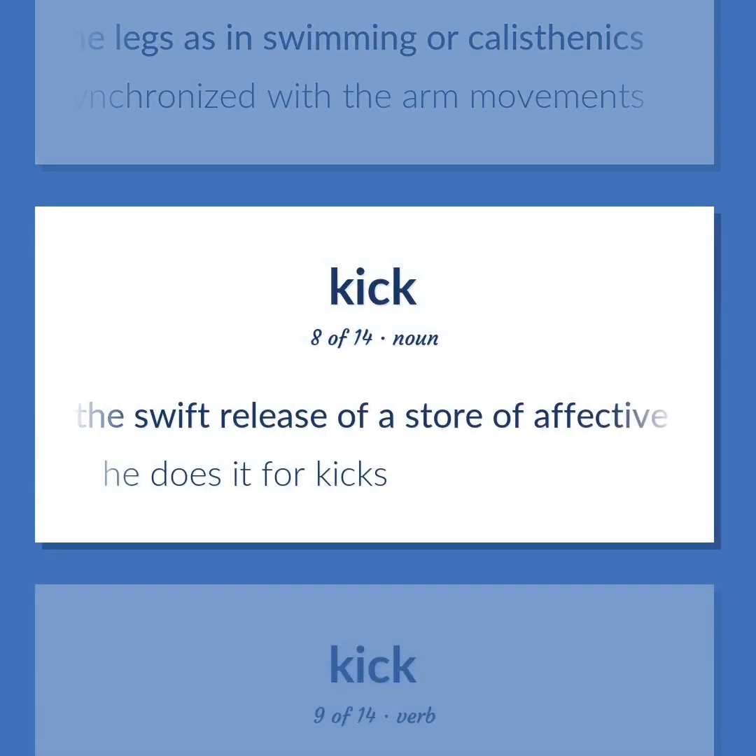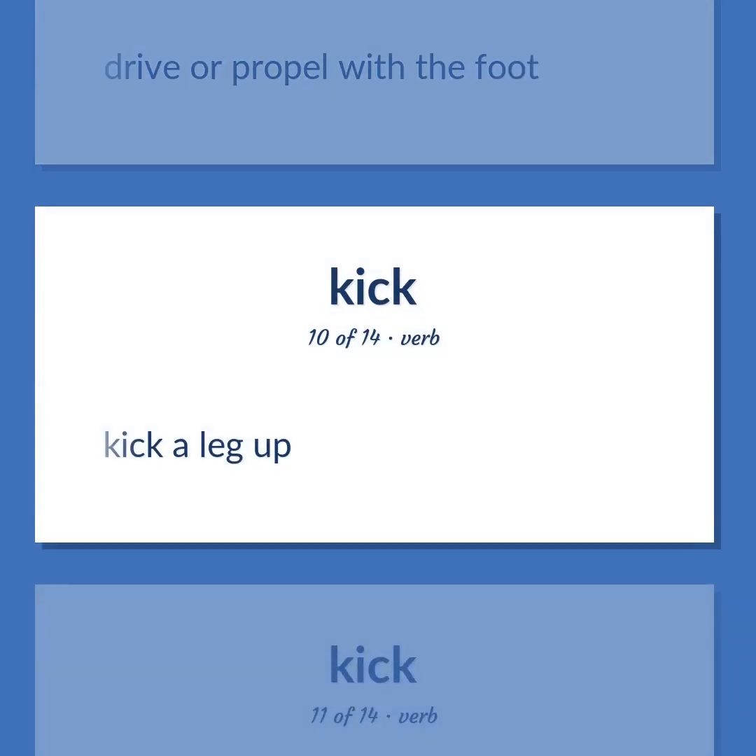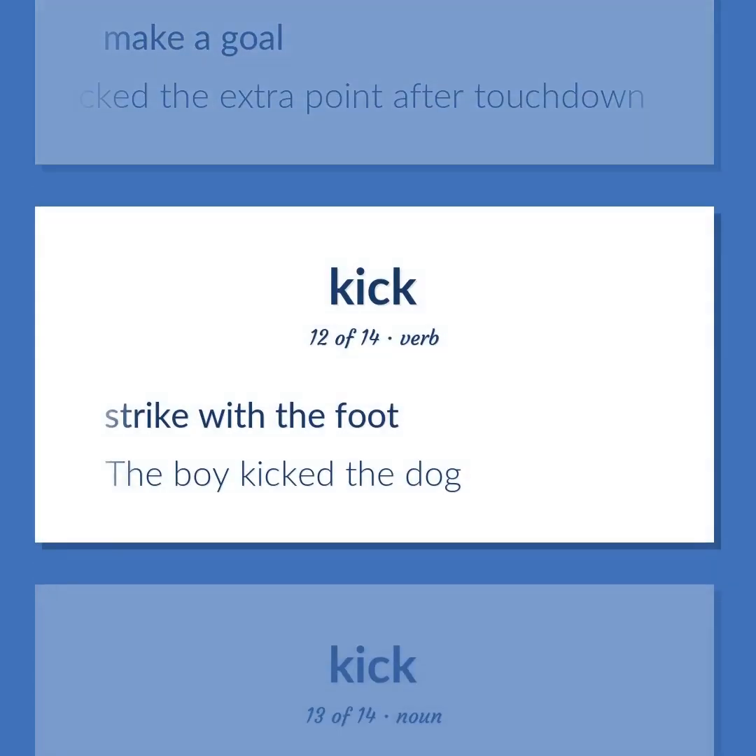The swift release of a store of effective force. He does it for kicks. Drive or propel with the foot. Kick a leg up. Make a goal. He kicked the extra point after touchdown. Strike with the foot. The boy kicked the dog.